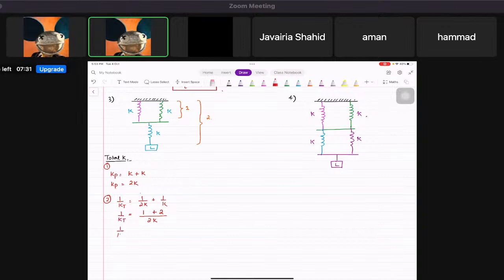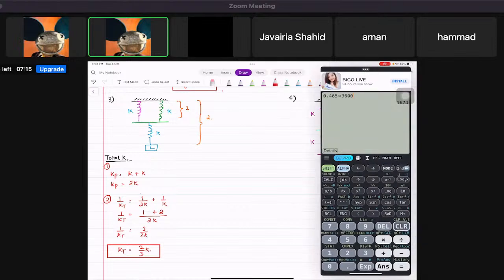So then Aisha, it's going to be 3 over 2k. When you take the reciprocal to find the k total, it is going to be 2 by 3k. Do you understand? Yes. If you ever feel difficulty, like you don't understand what 1 by 2 and 1k is, what you can do is simply divide 1 by 2, you write 1 divided by 2, and then you just add 1. So it is going to give you 3 by 2 like that. Understood?